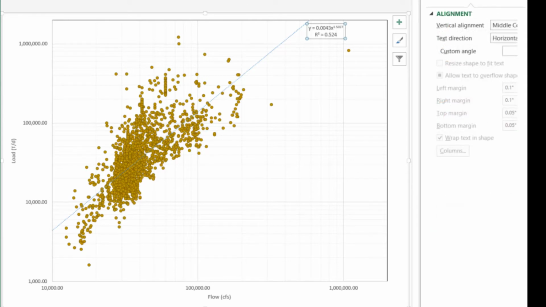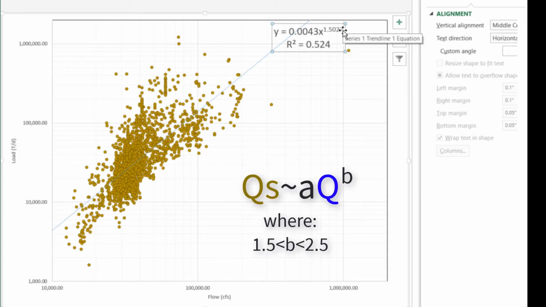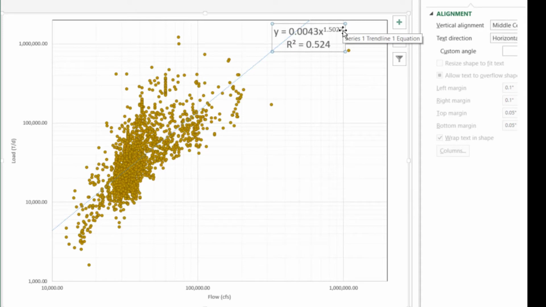And if I make that bigger, you can see that our rating curve is in fact load, which is y, with some small coefficient times flow raised essentially to the 1.5. And so it's on the low end of that slope, but it is consistent with sediment rating curves. So we have a rating curve.